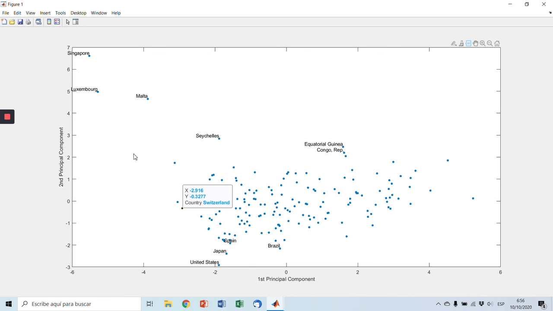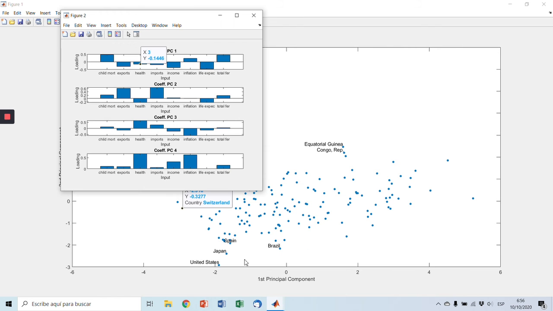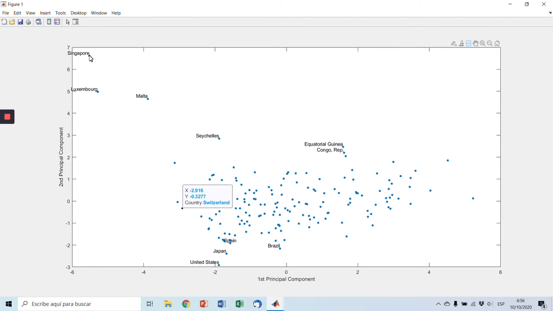And then in the second principal component, what we have are countries with high exports and high imports versus low health, low life expectancy. So Singapore is one of those. It has very high imports and exports and life expectancy and health that are below the average. And surprisingly, Luxembourg is the same. And here you have the opposite.